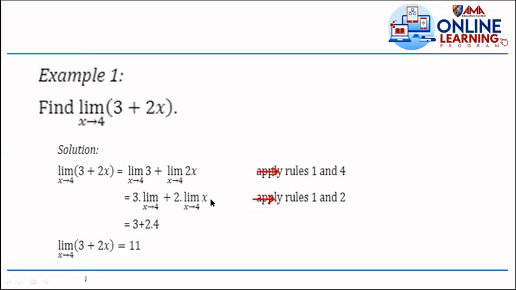So by this time, we're going to substitute our limit into our variable, which is x. Okay? So 3 plus 2. So no problem with the constant. The x, we replace with our limit, which is equivalent to 4. So 2 times 4 is 8, plus 3, we have 11. So that's now your answer.